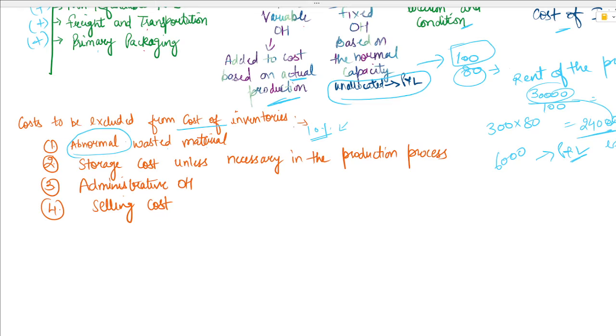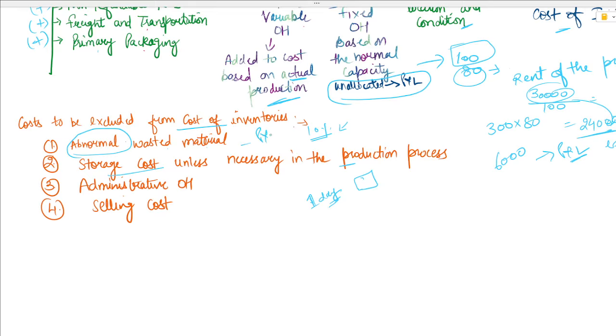And the storage cost, unless necessary in the production process. If that storage cost is necessary in the production process, you will include that. Otherwise, you will put that in P&L. If you are just storing after the finished good is made, that cost you will put in P&L. If the production process requires it before it becomes a finished product, then we have to put that cost into inventory cost. Say for a few hours or one day, you have to keep it in a safe space, cold or cozy. This is required for its production, then you include it, otherwise you will put that in P&L.